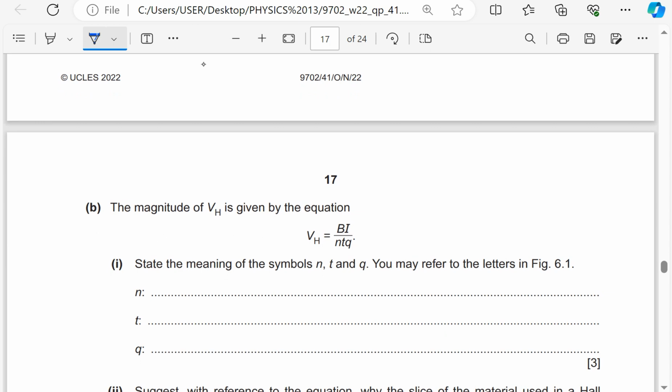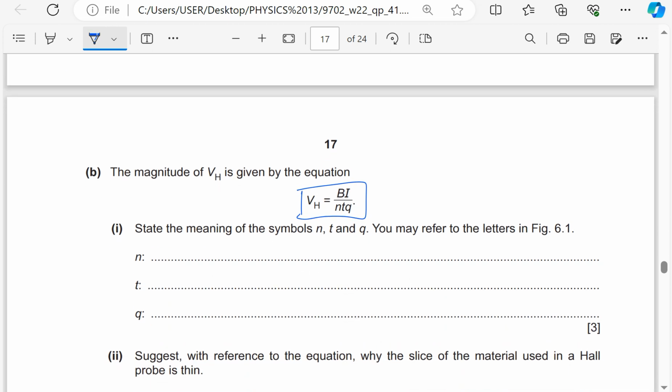The magnitude VH is given by the equation VH is equal to BI over NtQ. What do these letters stand for? To start with, N is the number density of charge carriers, the number of free electrons per unit volume, that is the number density of charge carriers.